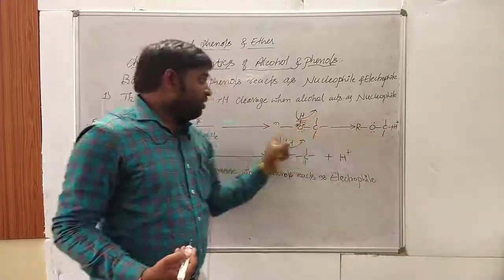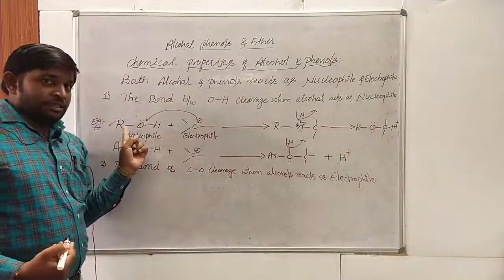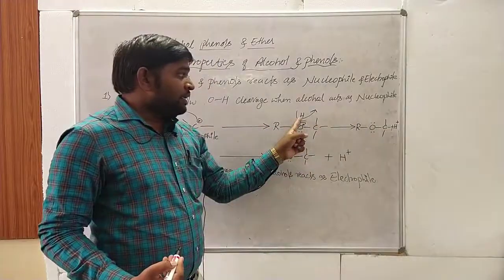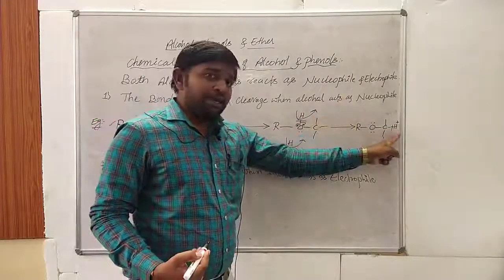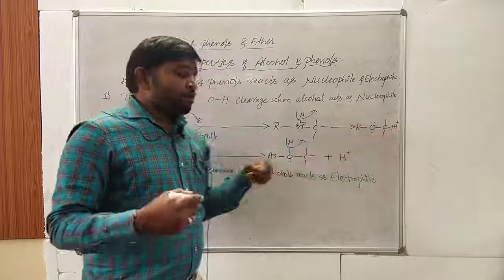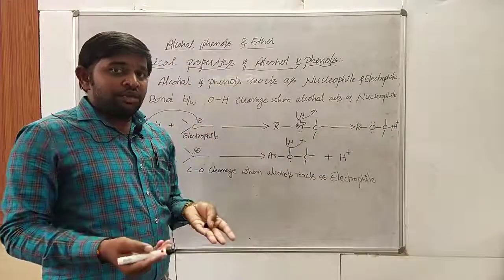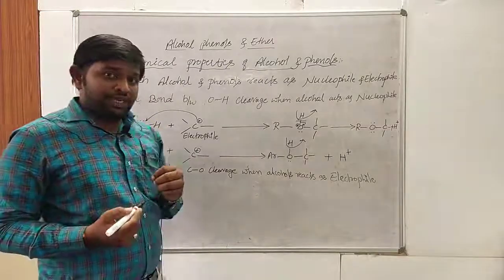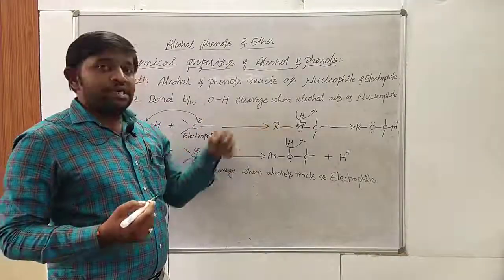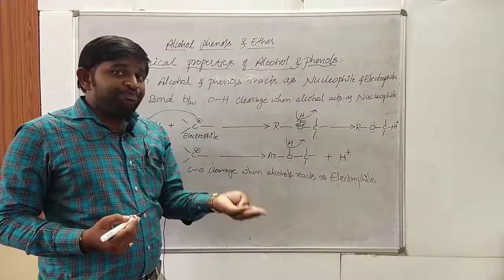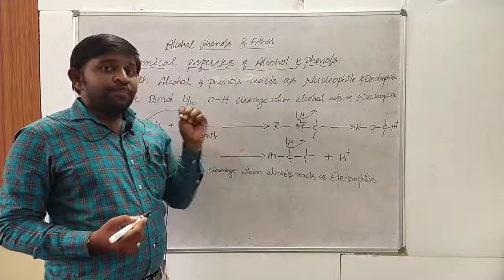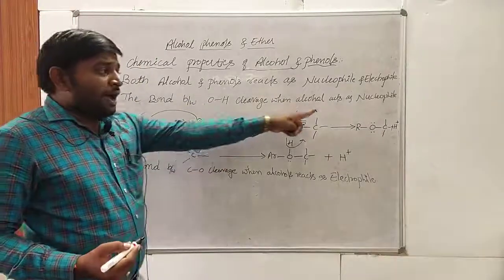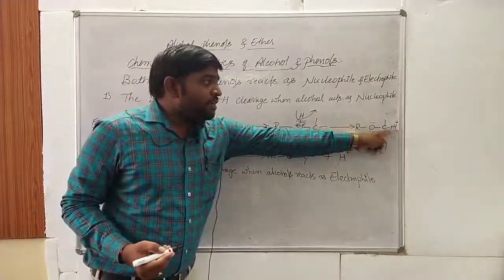So we can say that here alcohols act as acids, acidic in nature, because the H plus ion is released. As you know, proton-releasing substances are called acids. According to the Bronsted acid-base theory, substances which have a tendency to donate a proton are called Bronsted acids. So here the alcohol acts as an acid because of the release of H plus ion.